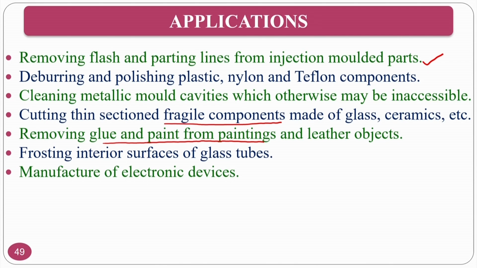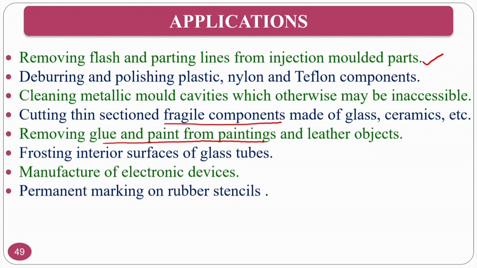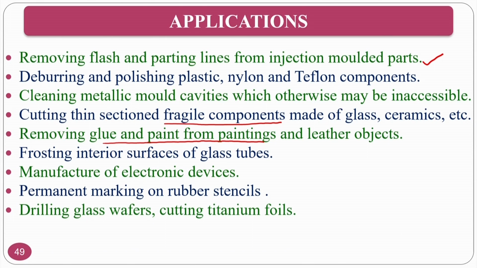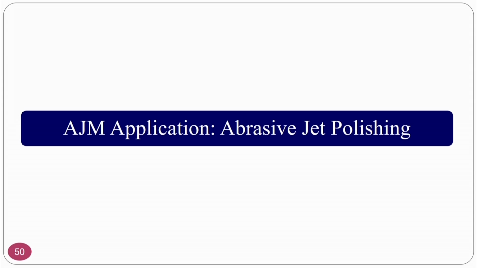In the manufacturing of electronic devices, as we have seen, silicon and other things can be trimmed using abrasive jet machining by giving some tilt to the nozzle. Permanent marking on rubber stencils can be done by abrasive jet machining, and drilling on glass wafers, titanium and other foils can be done. Marking, engraving and glass frosting is another application of this.